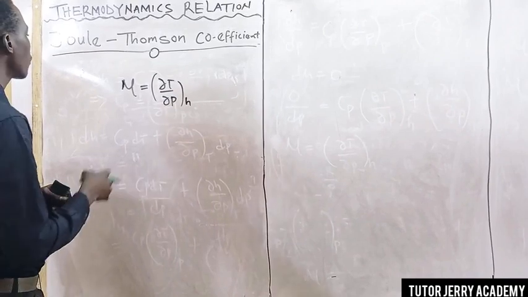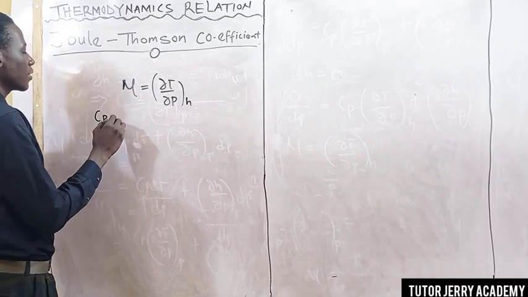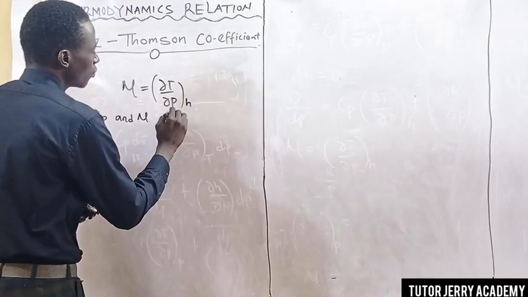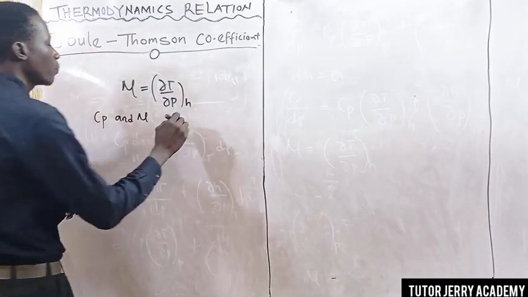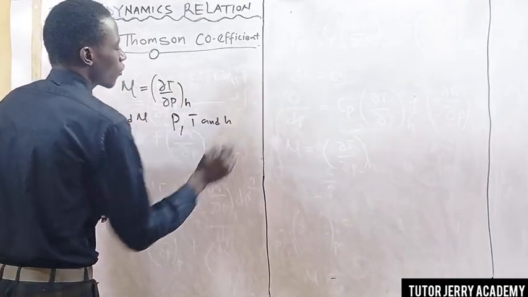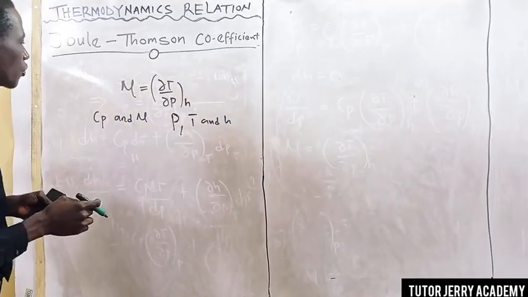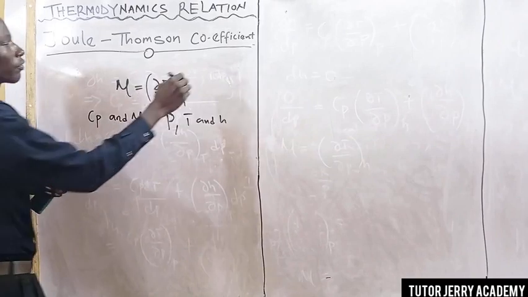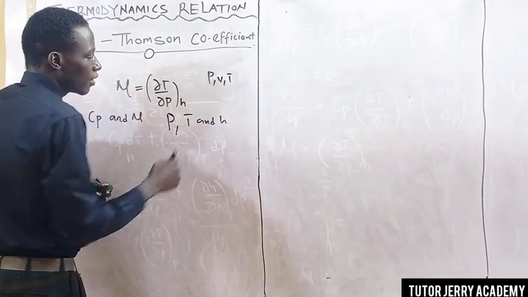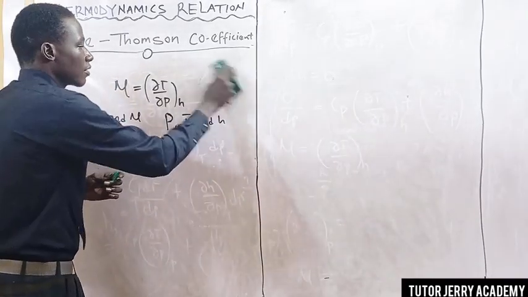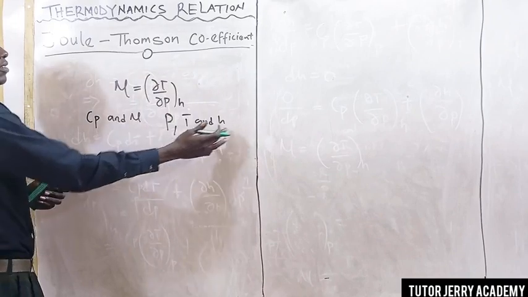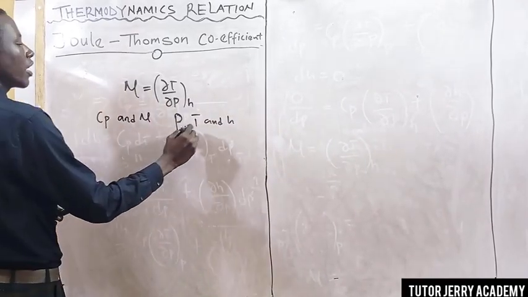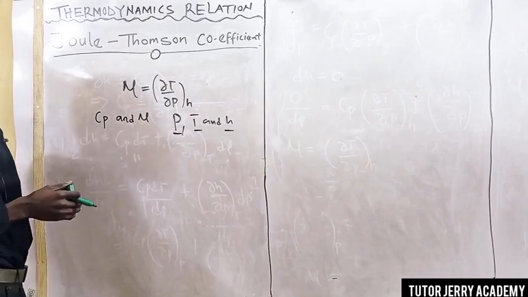Next, we are going to be relating Cp. We know that Cp and mu are related to P, T, and H. From our cyclic relation in our previous video, we made a relation for P, V, and T. Here we are going to be expressing this relation in terms of P, T, and H, using partial differentiation of these three terms, just like we did for our cyclic relation.